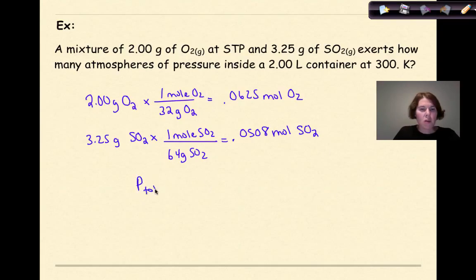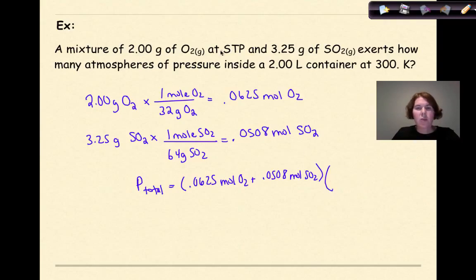So P total is equal to the addition of these 2 moles together. 0.0625 moles of O2 plus 0.0508 moles of SO2. And then finally, I'm dealing with technically moles, liters, Kelvin. I'm finding atmospheres, so my gas constant that I'm going to use here is 0.0821. My temperature is 300 Kelvin, and then I'm going to divide that by 2 liters.